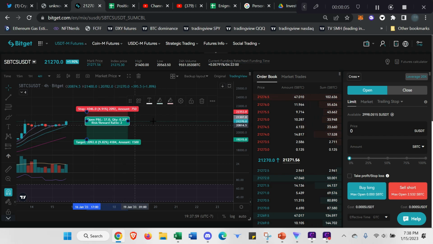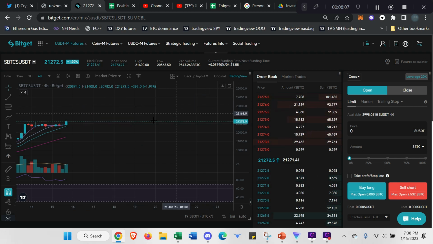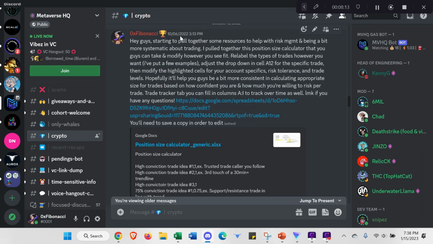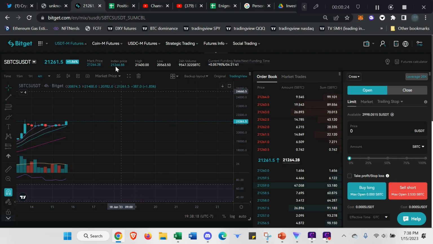And so that's just how you draw those on the chart. And then I really want to talk to you guys about this position size calculator. So in Metaverse HQ, early in October, I pulled together this tool. I was actually trying to make my personal trading more systematic. And so I came out with this tool, and I'll share a link in the PowerPoint as well.